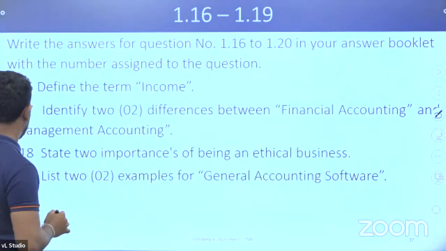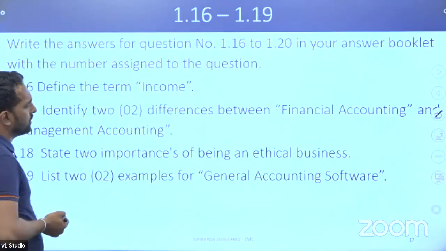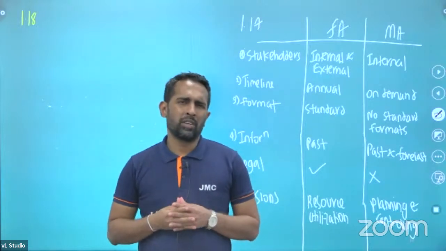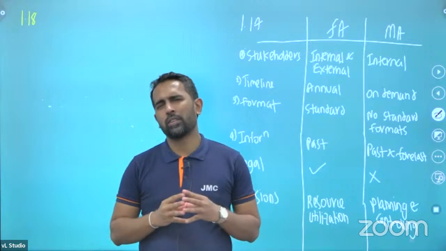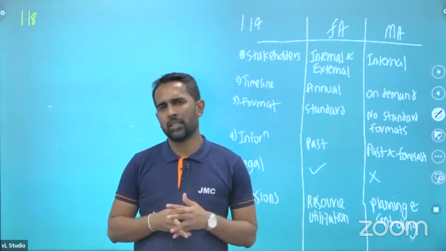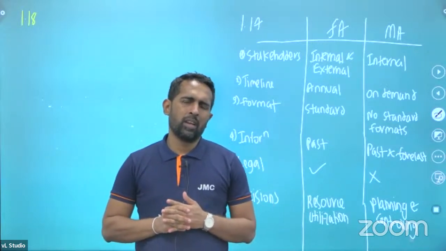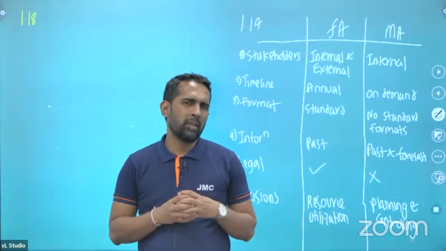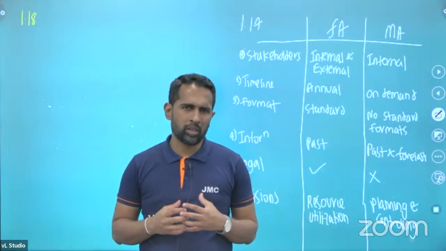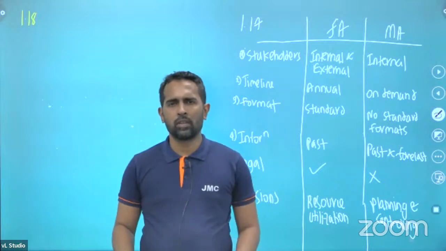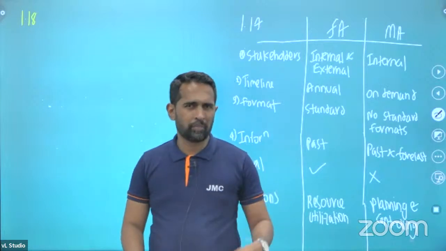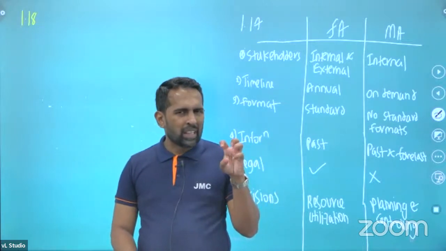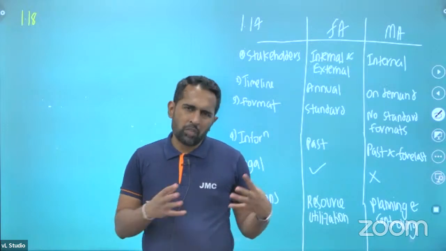1.18. State two importances of being an ethical business. This is basically your last lesson. When you are doing a business, it's pretty important to run that business as an ethical business, for many reasons. In our world, there are so many unethical businesses, but what we know is these unethical businesses might make profits or whatever gains in the short term, but in the long run, they are not going to survive. You might have seen a lot of pyramid schemes, a lot of scams, and a lot of businesses who are ruining the environment, exploiting the labor. And those businesses eventually fail.